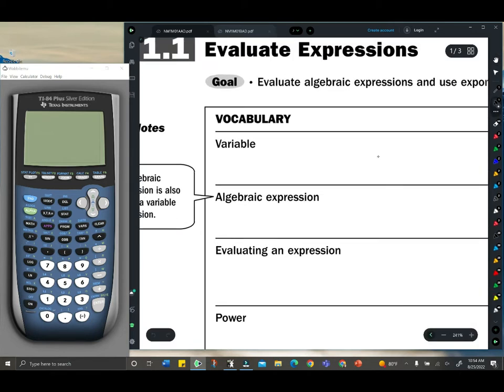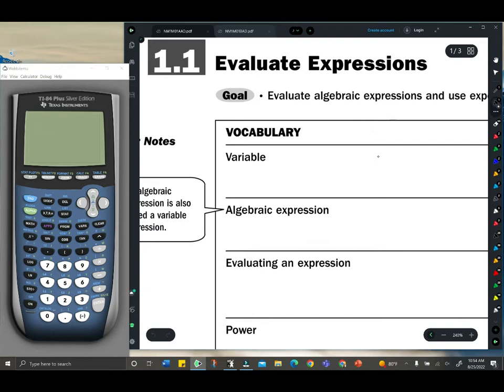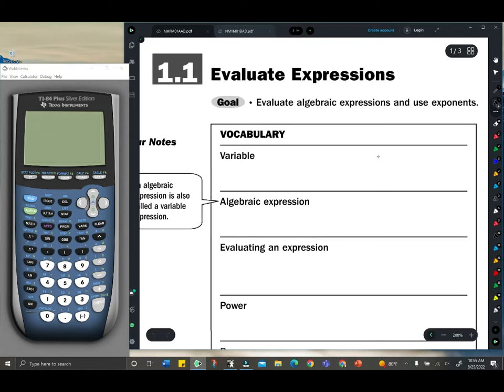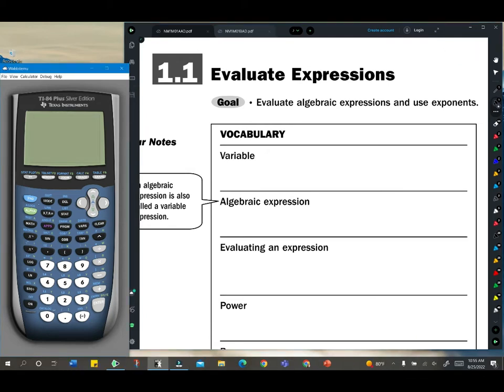So let's start by going through some vocabulary for 1.1, evaluate expressions. Our goal: evaluate expressions and use exponents. Pretty simple. Make sure you do have a graphing calculator, or a calculator of any kind is fine for this lesson. And let's go on in.